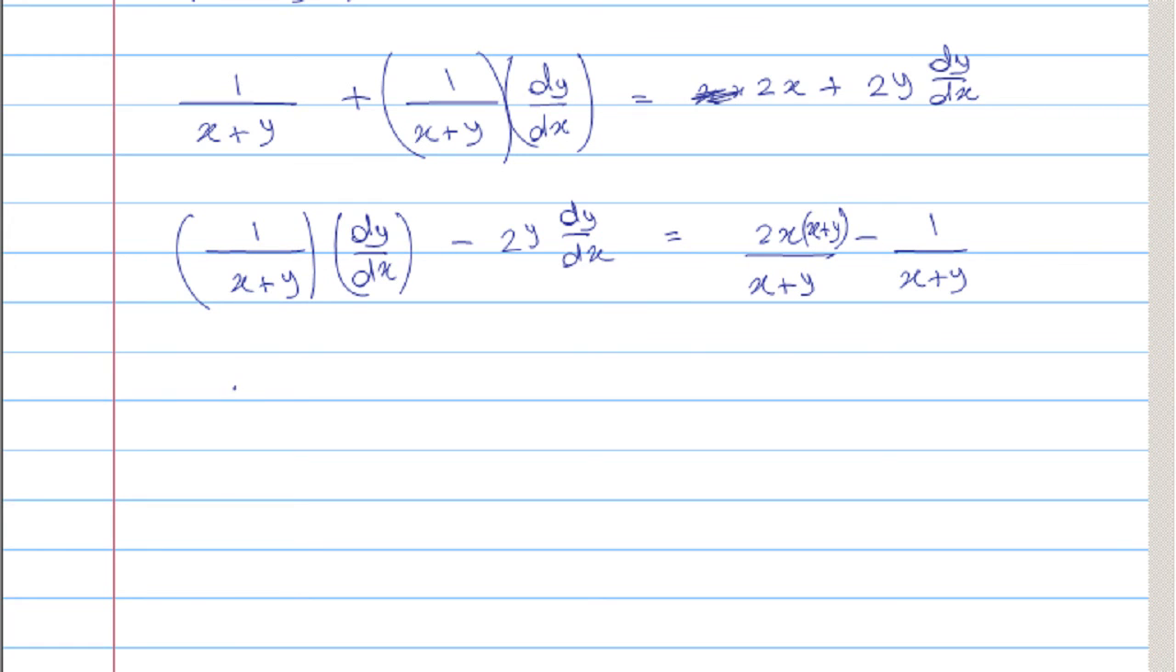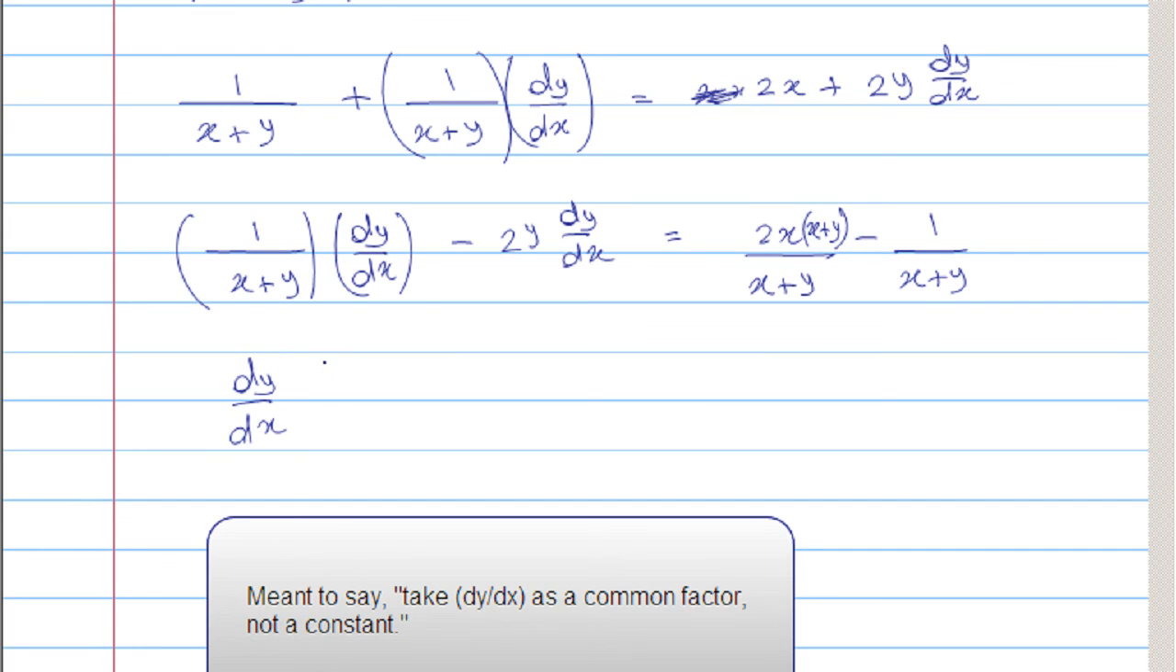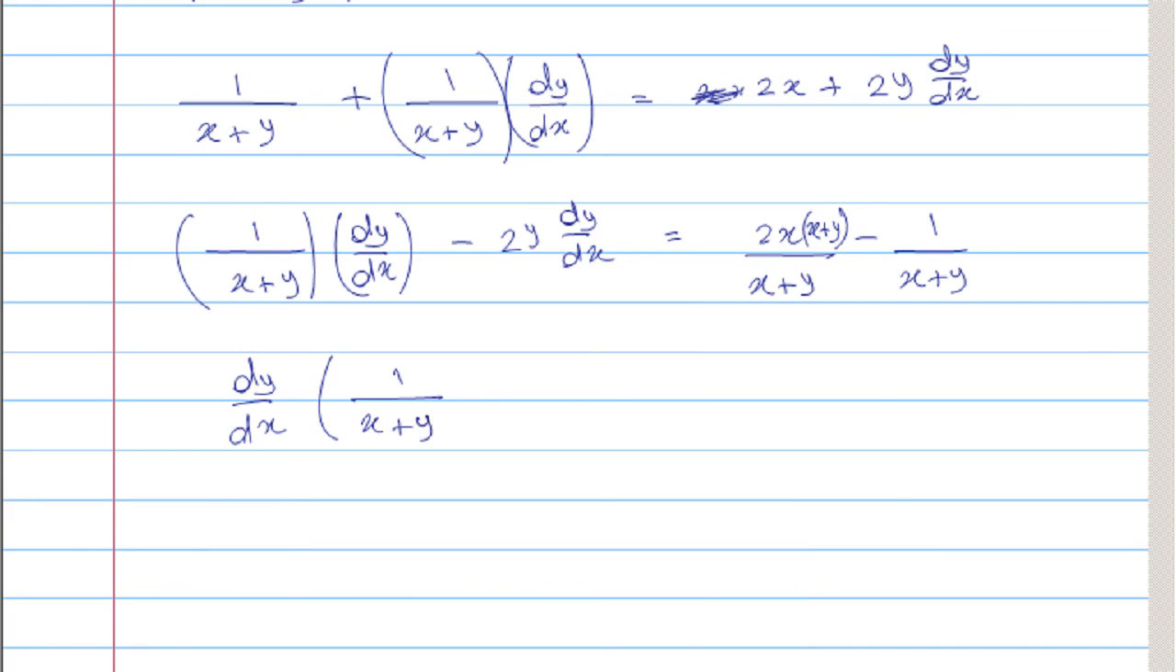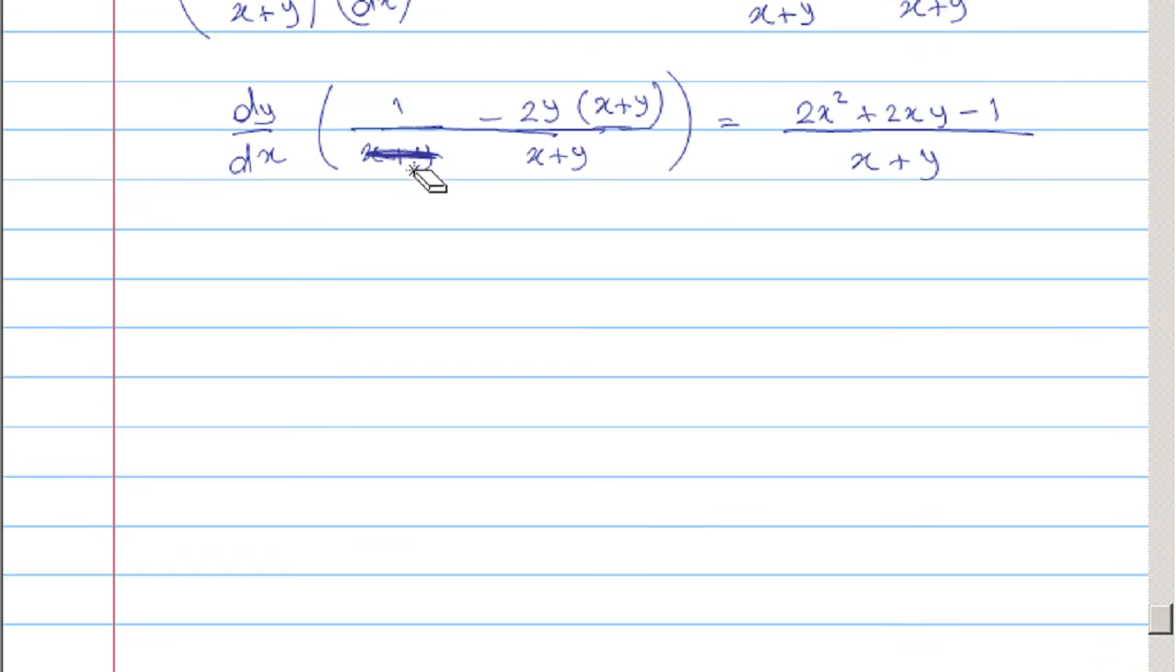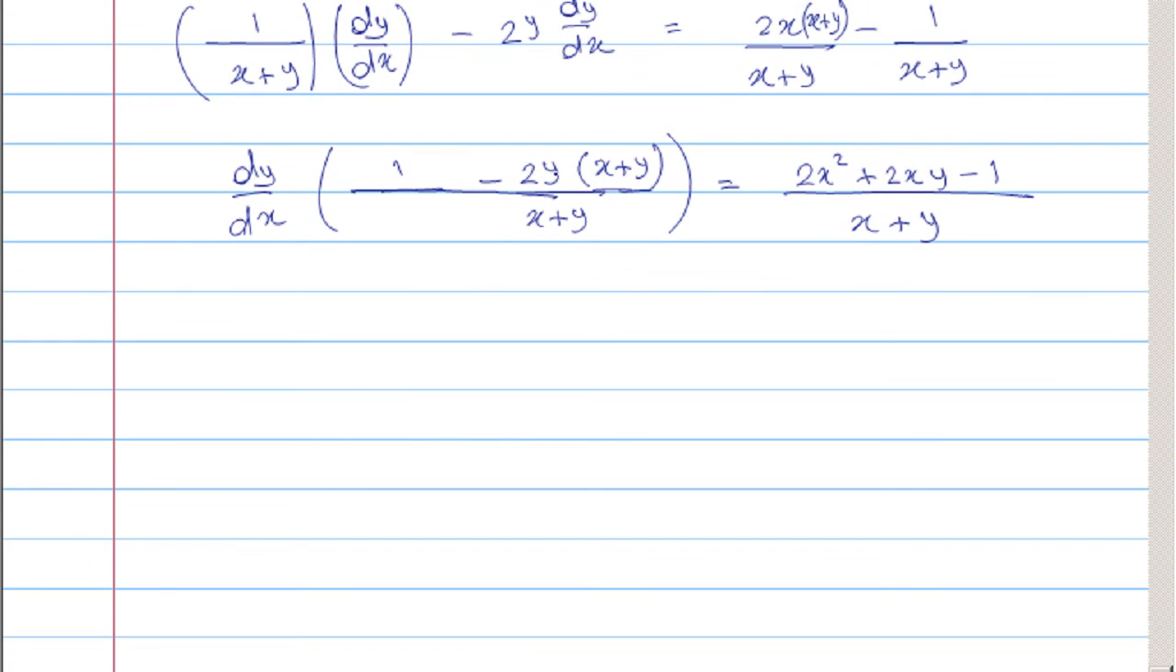Now on the left hand side, I can take dy over dx as a constant and then rewrite the inside part as 1 over (x plus y) minus 2y. And just like I did on the right hand side, I want to make x plus y the common denominator, so I'll multiply the numerator by x plus y as well. So now that's equal to, this gives 2x squared plus 2xy minus 1, divided by x plus y. And this inside part here, I could write over one common denominator, since x plus y is a common denominator for these two terms.